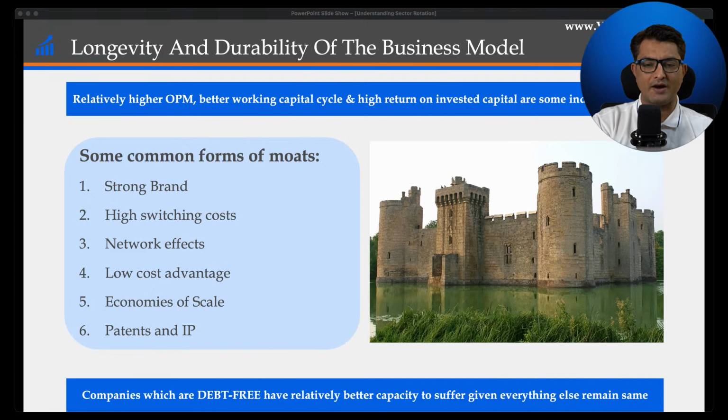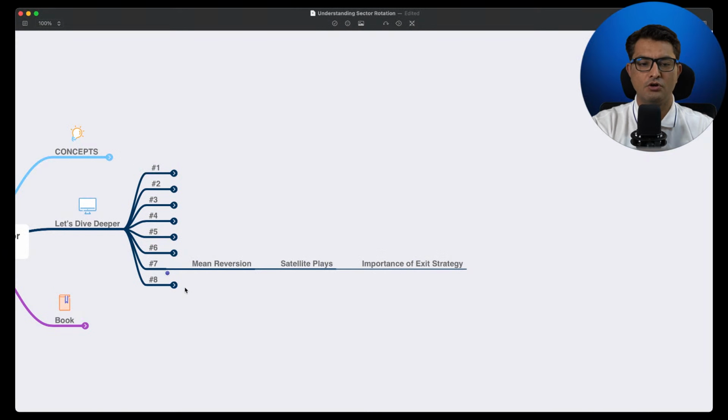And if you are able to find these kinds of competitive advantages and structural mega trends, you can ride them for a long period of time. And these kinds of companies should ideally form part of your core portfolio.